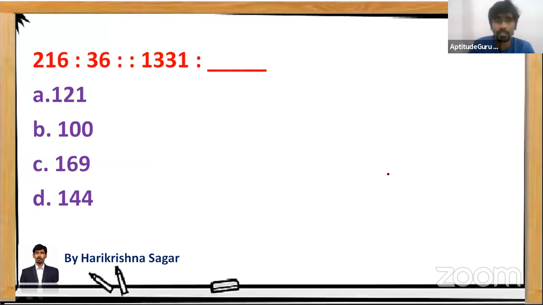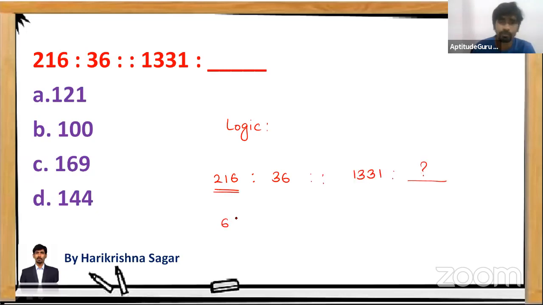216 becomes 36, 1331 becomes dash. You can observe. What is the logic? Just observe what the logic is. 216 becomes 36. Then 1331 becomes what? What is 216? Can I say 216 is going to be 6 cube? 6 cube becomes 6 square, because 36 is 6 square. That means what is the logic here? The logic is going to be n cube becomes n square.